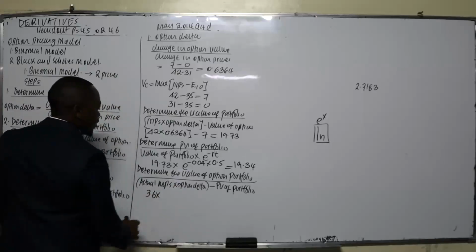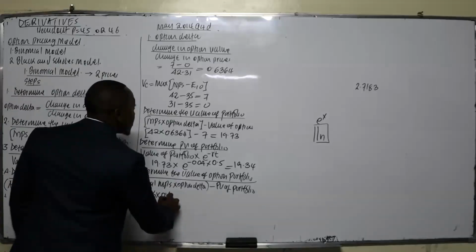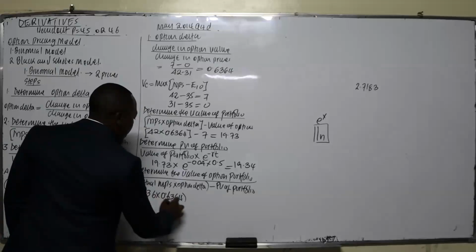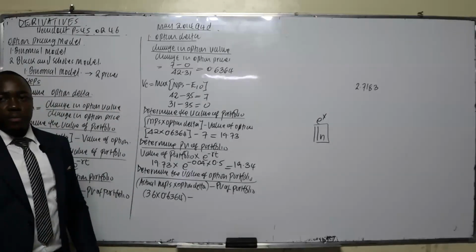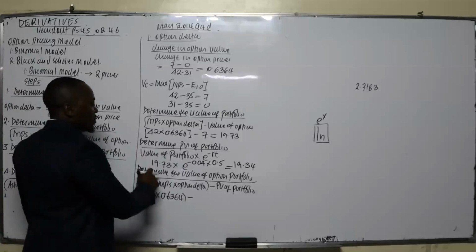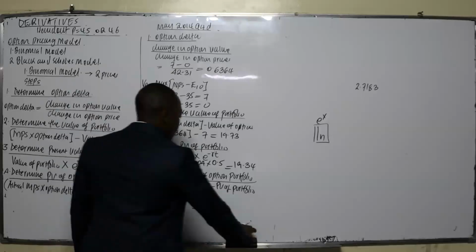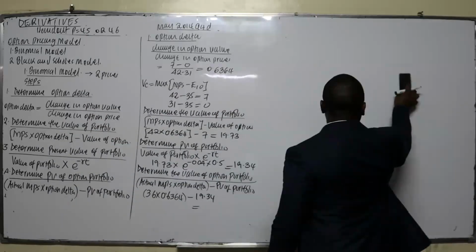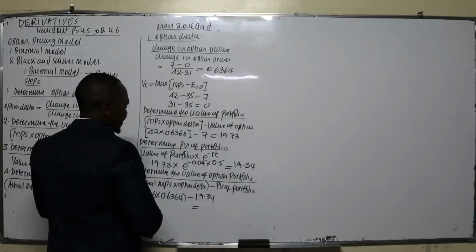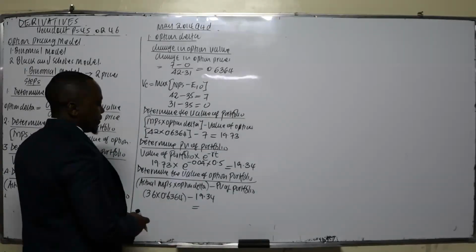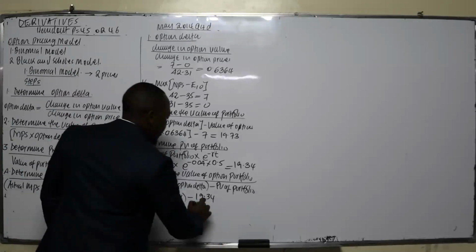That is 6. You multiply by the option delta. How much is the option delta? 0.6364. And then you minus the present value of the portfolio. How much is the present value of the portfolio? Yes, that was our step number 3, 19.34. So what do you get? Three point?